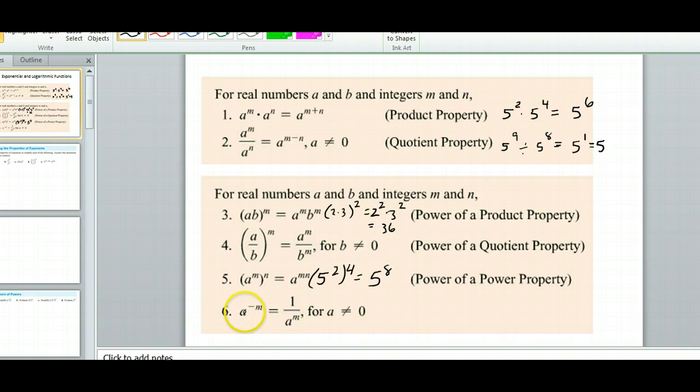Alright, and then the negative exponent rule. A to the negative n is 1 over a to the positive n. This is true for all negative exponents. I call it the negative exponent property. It's better to call these properties so people don't think we're playing some kind of game with them. These are things that we found to be true, not things we made up to be true.